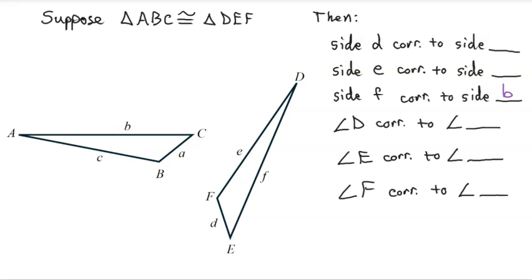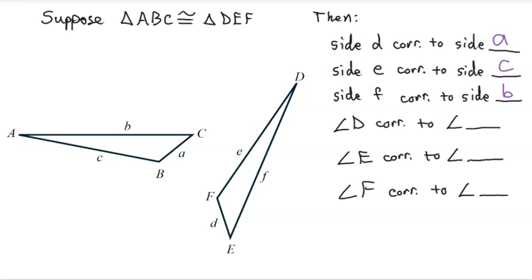Okay. Looks like A is the smallest side. This is really small here, right? And over here, it looks like D is the smallest side. So that means A corresponds to D. So it says side D corresponds to side A. And that must mean that C is the middle side on ABC and E is the middle side on DEF. So that means that C and E correspond to each other. Side E corresponds to side C.